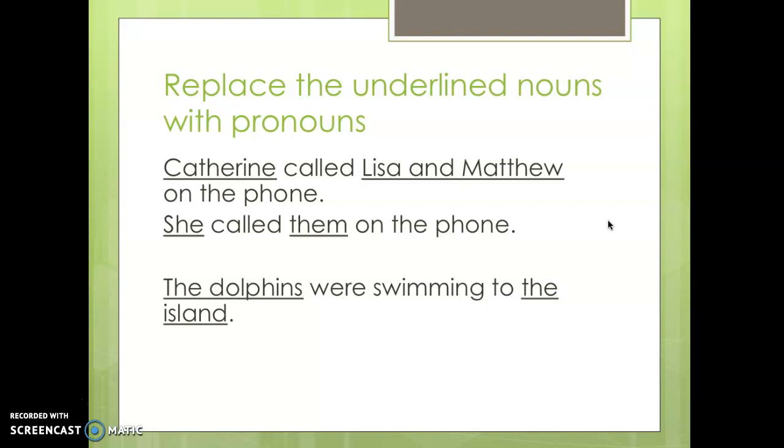How about another one? The dolphins were swimming to the island. The dolphins refers to more than one dolphin, and the island refers to one place. So these are two very different nouns. Let's see how we would replace them with pronouns. They were swimming to it. They refers to more than one dolphin. That's why we would use a plural pronoun like they. Whereas the island, since it is only one place, we would call it it. So the dolphins were swimming to the island, they were swimming to it.